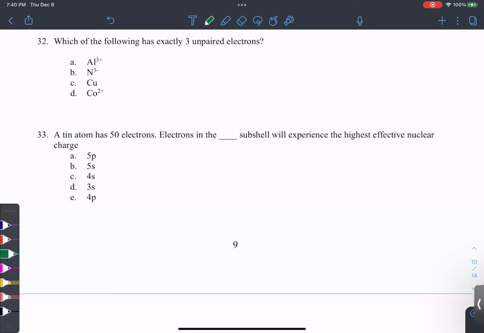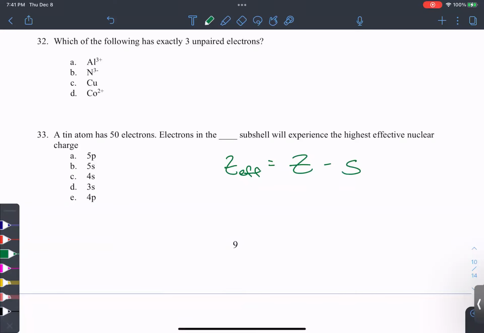So here for 33, I'm asking, tin has 50 electrons, neutral tin, and it has 50 protons, right? Electrons in which subshell will experience the highest effective nuclear charge? So what is effective nuclear charge? Z minus S, yes, shielding.